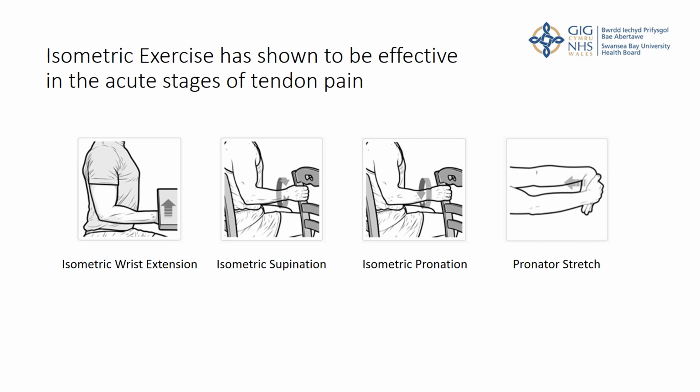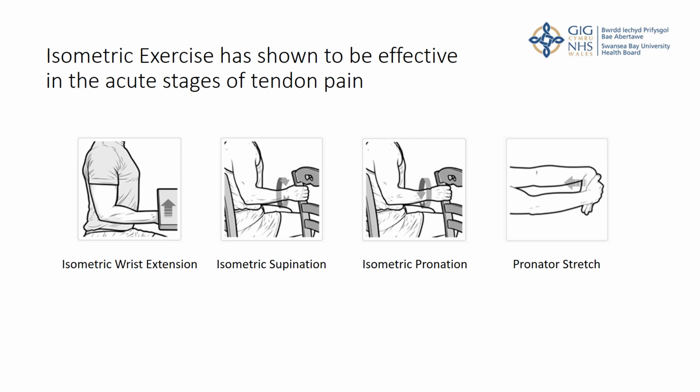So for example, you can see isometric wrist extension. This is where somebody in the diagram has their elbow at 90 degrees with their palm pointing to the floor and the back of their hand in contact with a desk. And what they're doing is trying to pull their hand and their wrist in an upwards direction against the desk. Hopefully the desk is not going to move, and neither is their wrist. But they should still feel a contraction down their forearm.